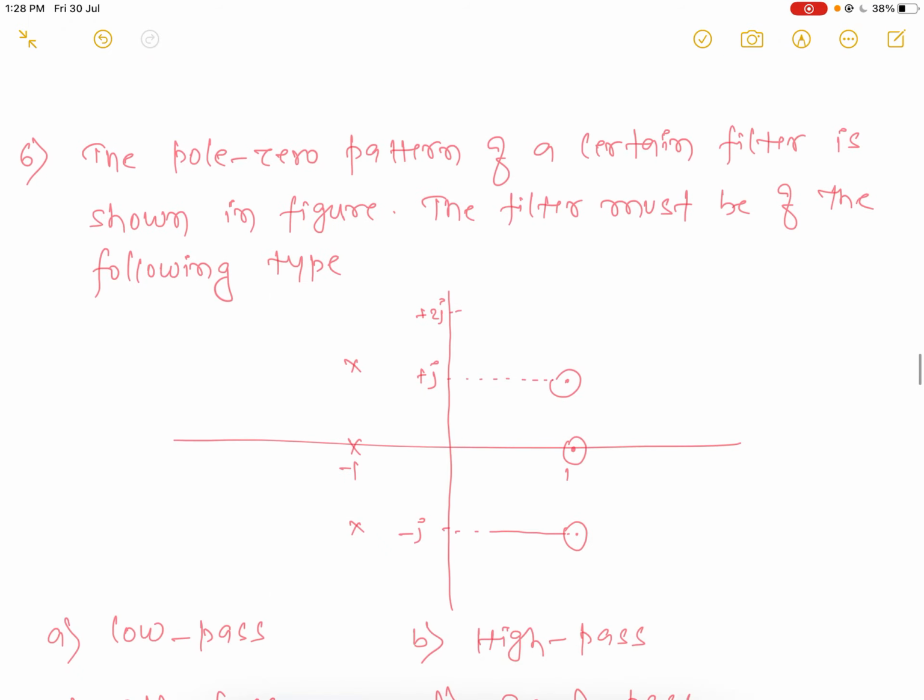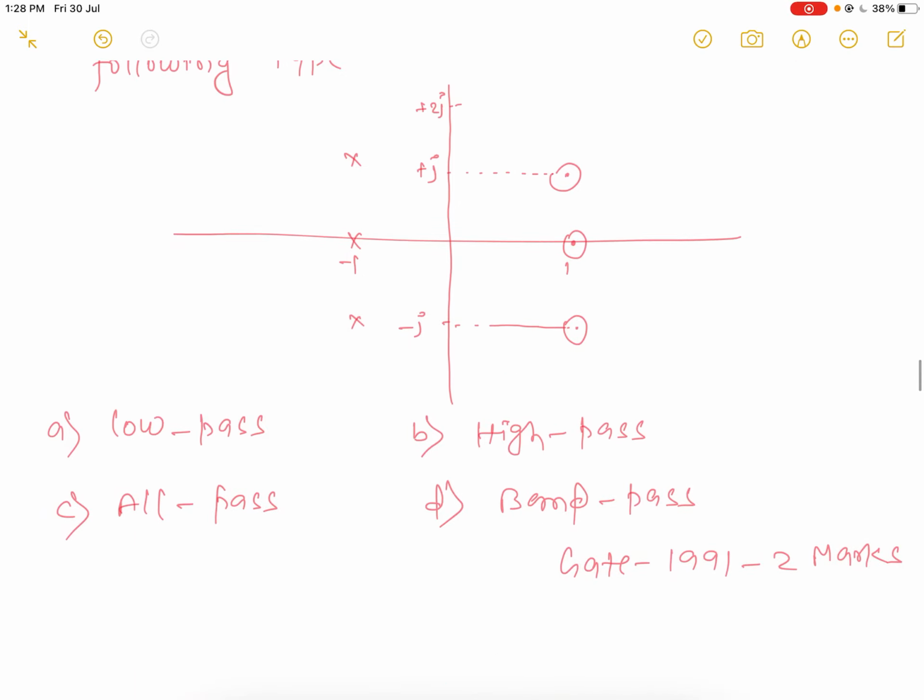Now comes the next question. The pole zero pattern of a certain filter is shown in the figure. The filter must be of the following type. So check it. In the given pole zero pattern, poles and zeros are symmetrical about the imaginary axis. This is the case of an all pass filter, because check it.